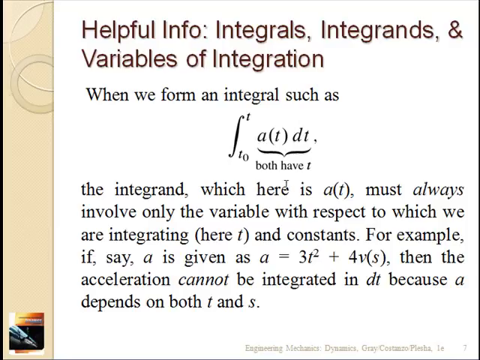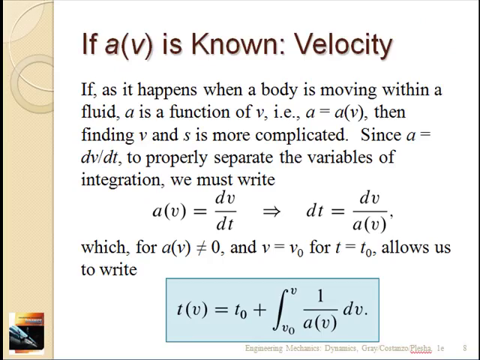So we're going to do a bunch of integrals like this, integral t naught to t of a of t dt. This all works out if everything here is a function of either t or s or whatever. But we can't do it if it's mixed. For example, if a is given as 3t squared plus 4v, and v is a function of s, then we can't just stick that in here and integrate over time, because v and s are functions of time in a way that's not given explicitly. So you have to work on that a little bit more to be able to do problems like that.